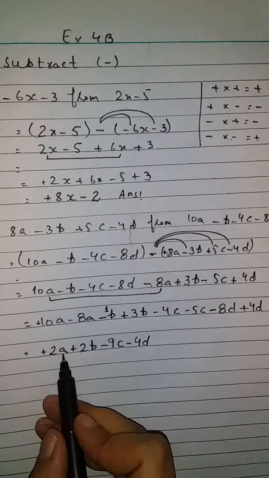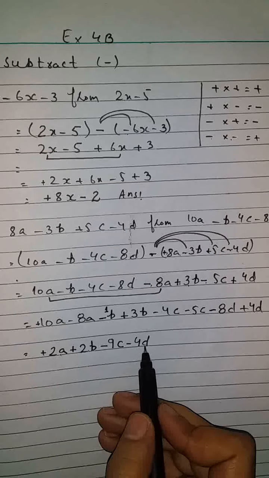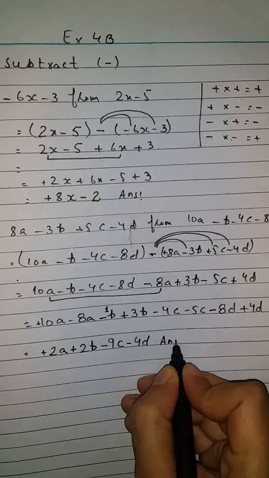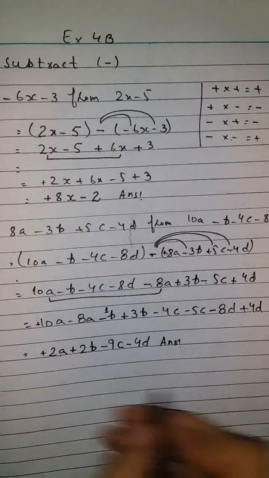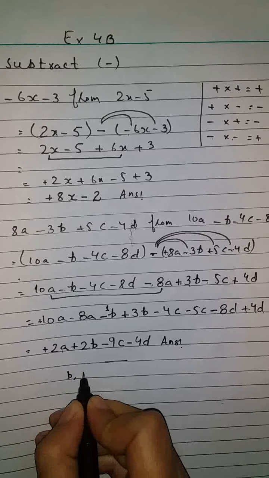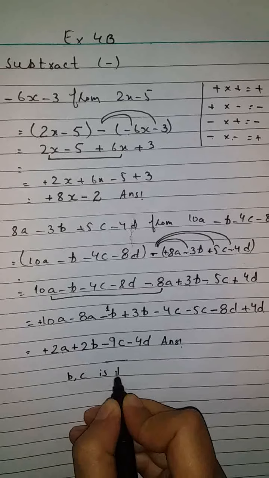These are unlike terms because there is a, there is b, and there is c, and there is d. That's why we can't solve it further. This is your answer. Got it? It's too easy. Part b and part c are your work.